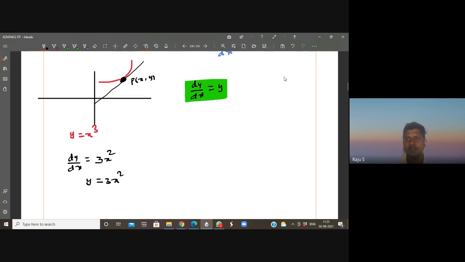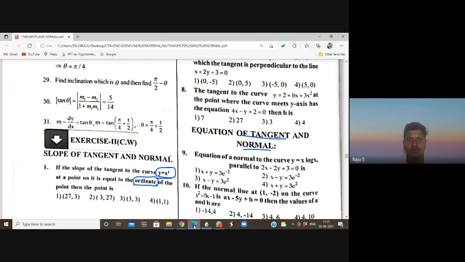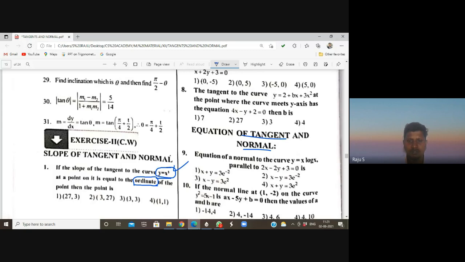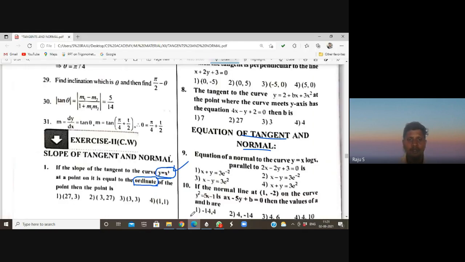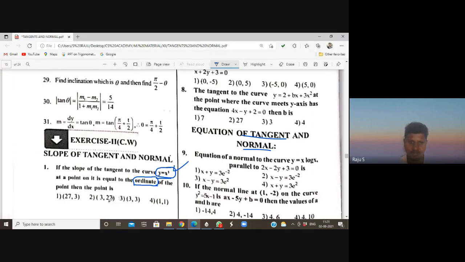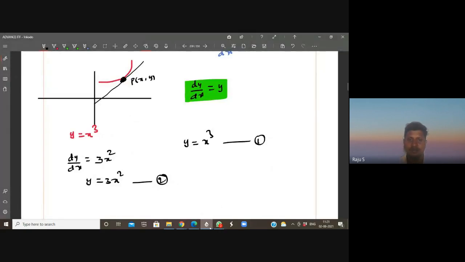Let us take the given curve, y is equal to x cube, as the given equation of the curve. Let us take this as 1 and this as 2. You are going to get the point. Or else, very simple, option verification. Which of the following points will satisfy both the equations?